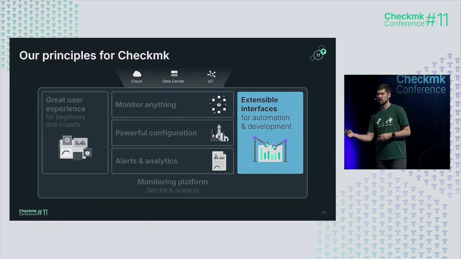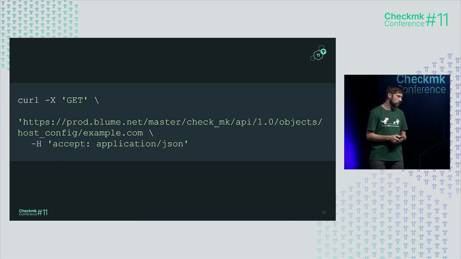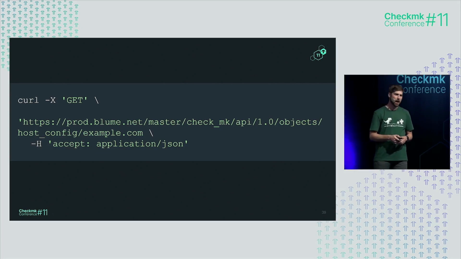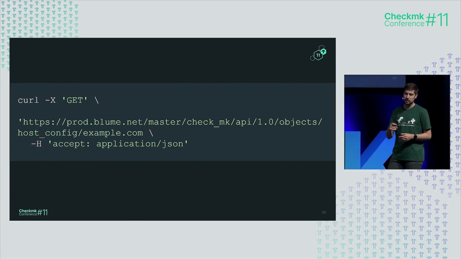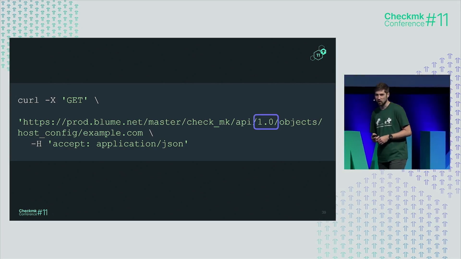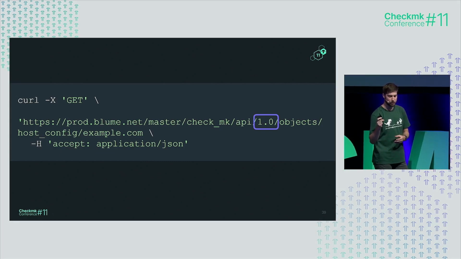The next part is extensible interfaces. And here I will talk about the feature. It is probably the most used feature of Checkmk overall. Most of you already know I'm talking about the REST API. And for the REST API in 2.5, we have big plans. You already see this here in the URL if you have a look at this particular number. It says 1.0, so it's already some sort of a version of the REST API.